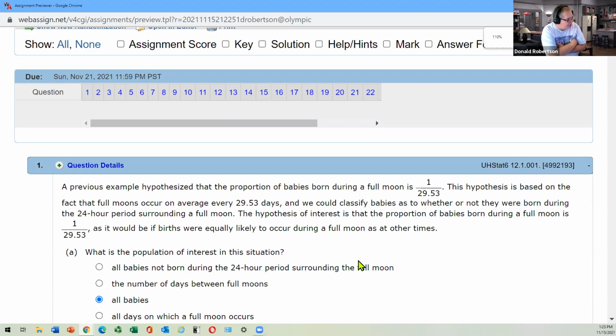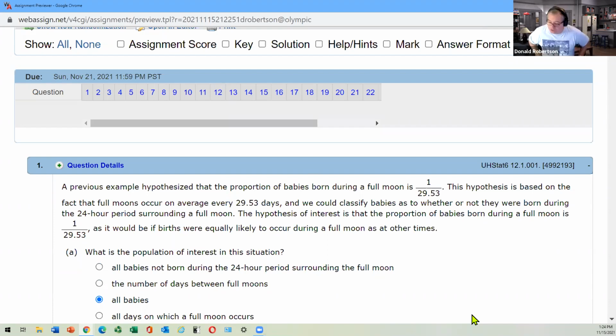So we could easily classify babies as to whether or not they were born during a 24-hour period surrounding the full moon. And the hypothesis of interest here is that the proportion of babies born during the full moon is that number. So that's basically just us setting up the null hypothesis. They don't even have an assumption about what it might be.